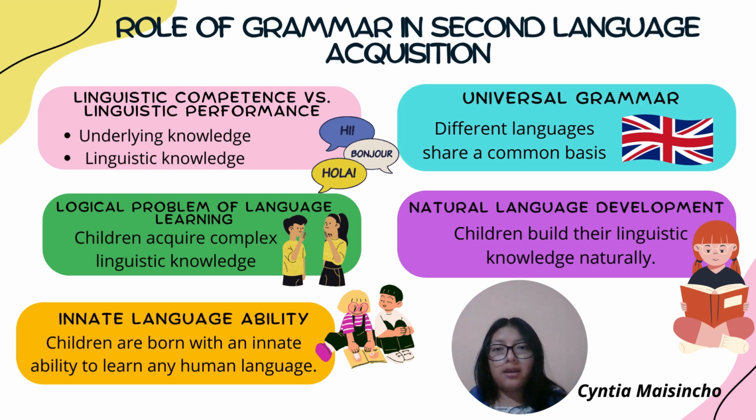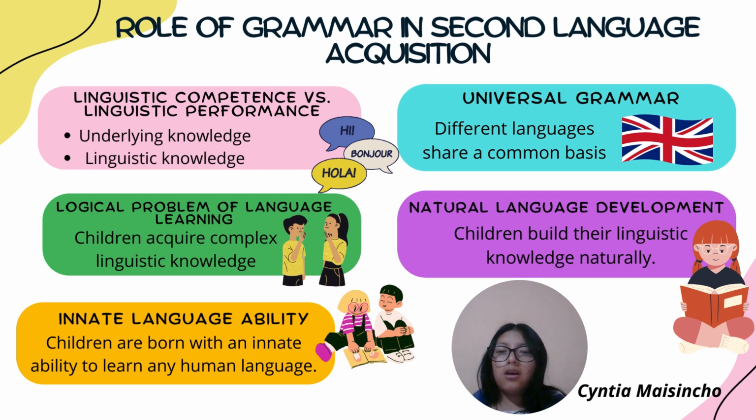The logical problem of language learning poses how children acquire such complex linguistic knowledge with limited linguistic input and an innate capacity for language. Chomsky argued that all children are born with an innate capacity to learn any human language, and the existence of a language acquisition device in the human brain.